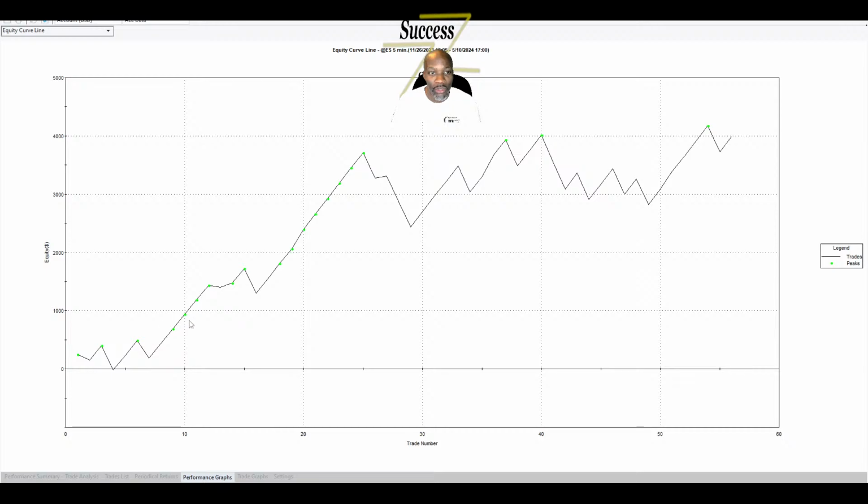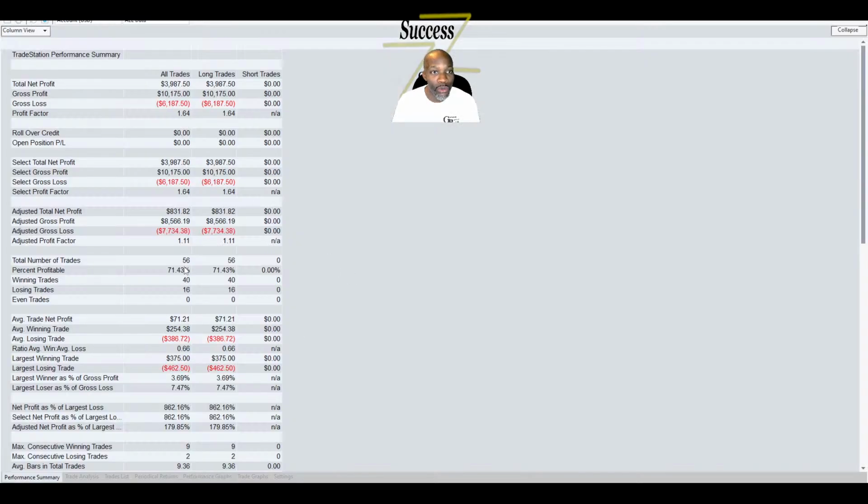So that's the performance graph. Again, it doesn't look bad. I mean, nice move up here. We do have drawdown, and then we're kind of moving sideways, and then it's starting to go up again. So it's not a lot of drawdown, but you have to figure out what works for you.